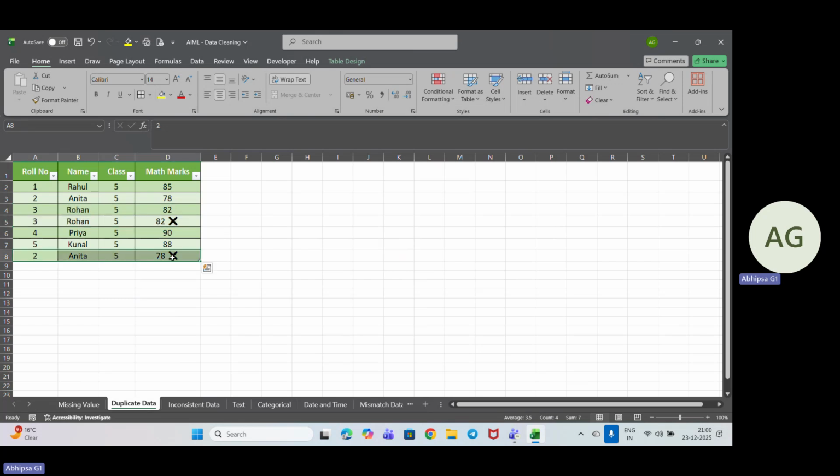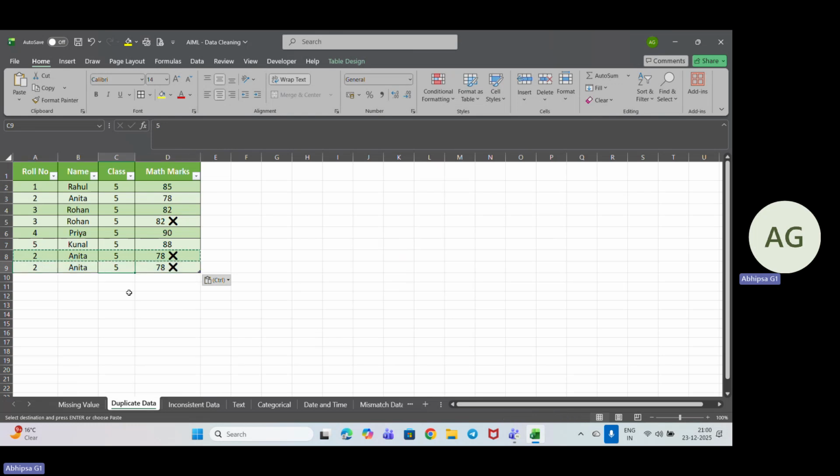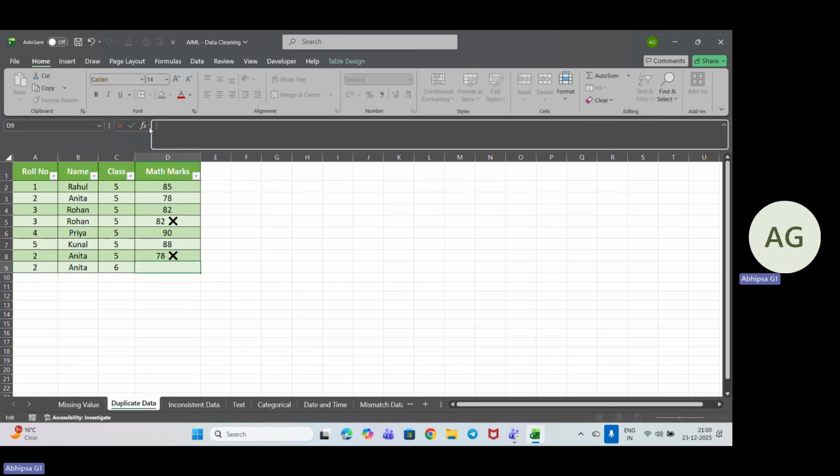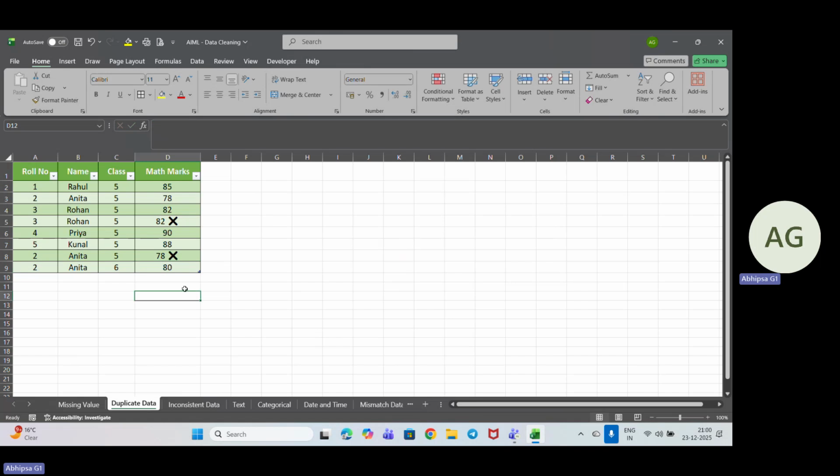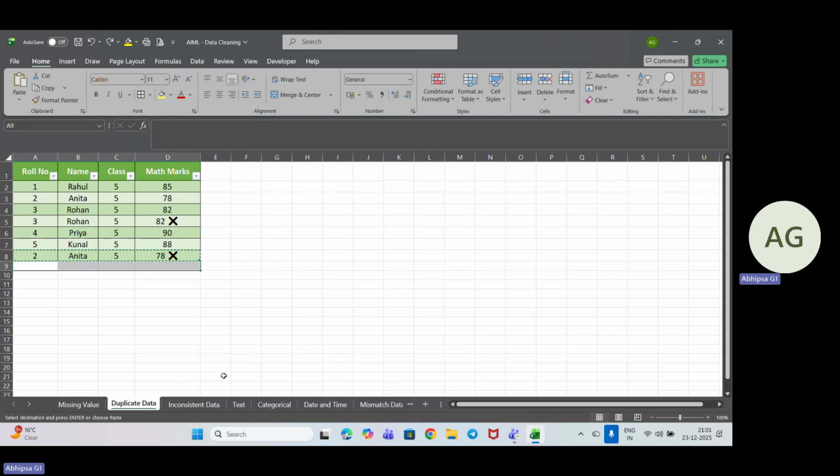Suppose Anita, like the same thing we are copying with Control C, Control V. The name is Anita, the class is, suppose, 6 and the marks is, suppose, 78, or we can call it 80 as well, right? So now you can see here, this is partially the same because the roll number is 2 and the name is Anita. But these are two different persons. One studies in class 5, another studies in class 6, and the marks they have got are also different, right? So this is the partial duplicacy that we can see in the data.